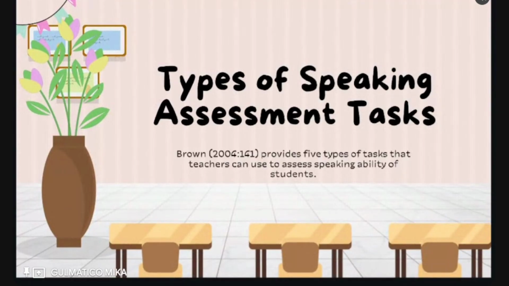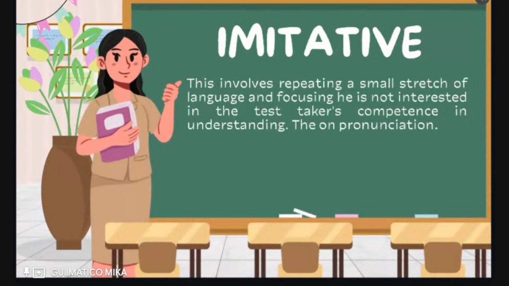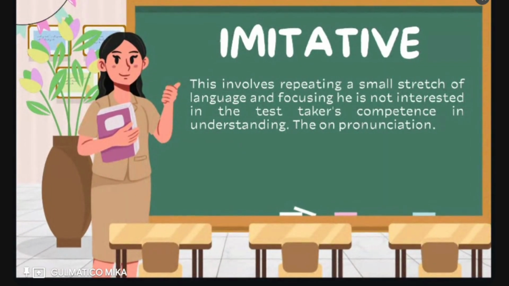So here it is, the types of speaking assessment task. Brown 2004, page 141, provides five types of tasks that teachers can use to assess the speaking ability of students. So the first one is imitative.